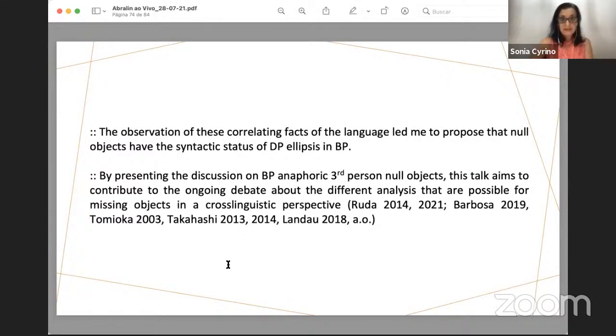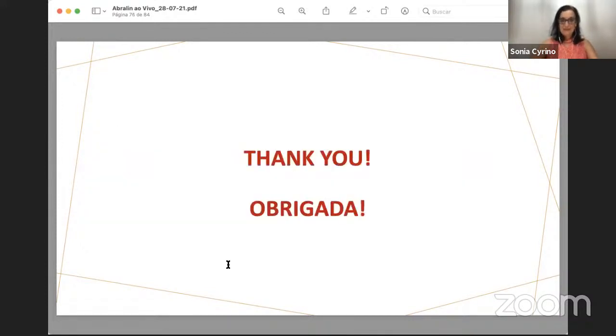And by presenting this discussion, this talk aimed to contribute to this ongoing debate about the different analyses that are possible for missing objects. We have just had a conference on null objects, an online conference, which took place in Braga, organized by Pilar Barbosa, which shows that the debate is ongoing. And this talk aims at a contribution to these studies. Thank you.